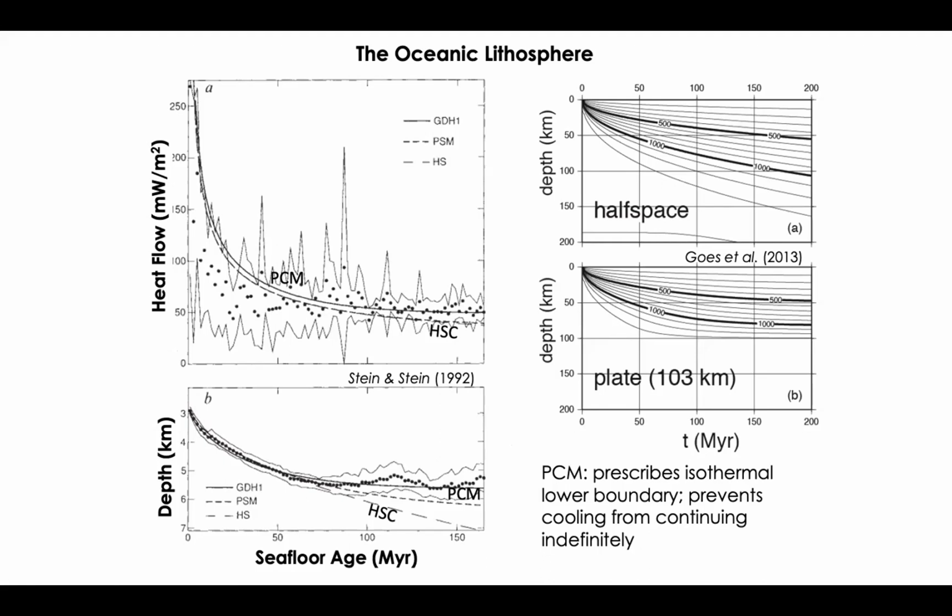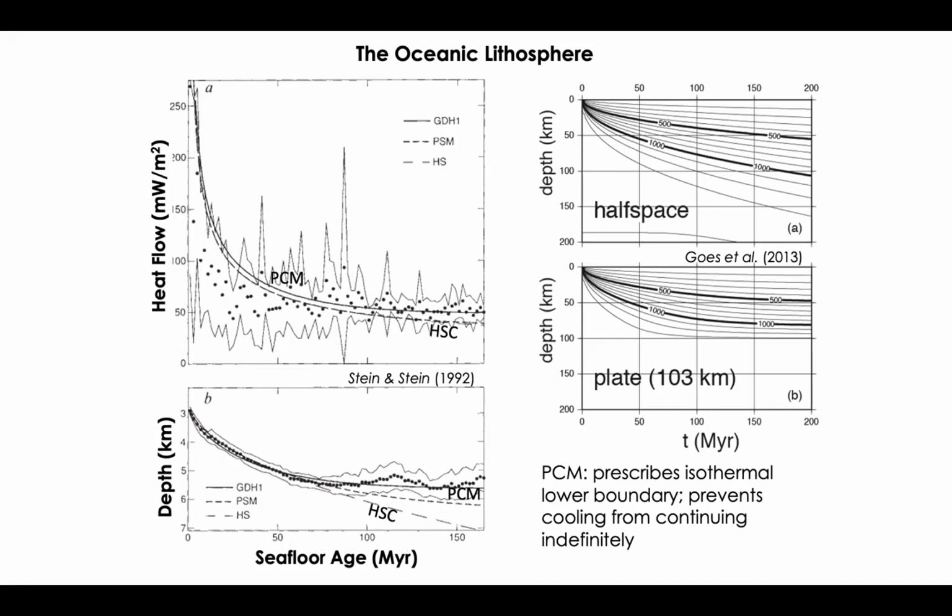The plate cooling model was developed in order to better fit the heat flow and bathymetry data at all ages. The figures on the right contrast isotherms as a function of seafloor age for the half space cooling and the plate cooling model. As you can see, the plate cooling model prescribes an isothermal lower boundary that prevents the cooling from continuing indefinitely, so it limits the thickness of the thermal boundary layer. You can see predictions of the plate cooling model on the left for heat flow and bathymetry. It matches the half space cooling predictions well at young ages, but then it flattens out at older ages, and so it does a better job fitting the observations. A drawback of the plate cooling model is that it does not explain why an isothermal lower boundary exists. It does not provide a physical mechanism to supply extra heat to the base of the lithosphere.